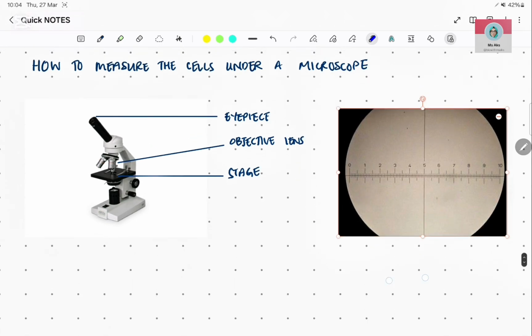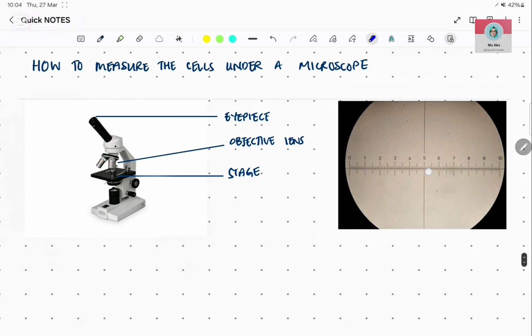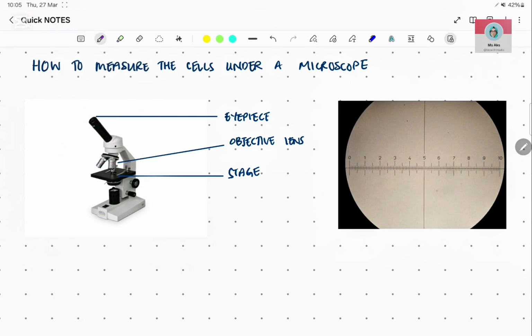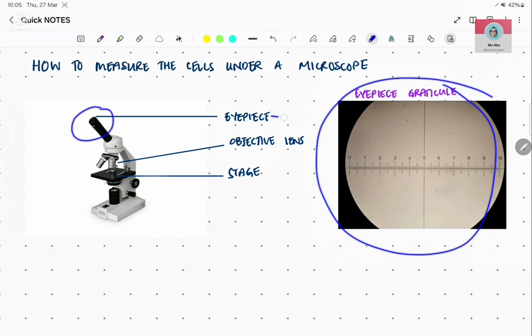What you're seeing right now, you have this transparent ruler. That is known as the eyepiece graticule. I'm just going to write the name for you. So this is the eyepiece graticule. This is what you can see as you're viewing into this eyepiece.